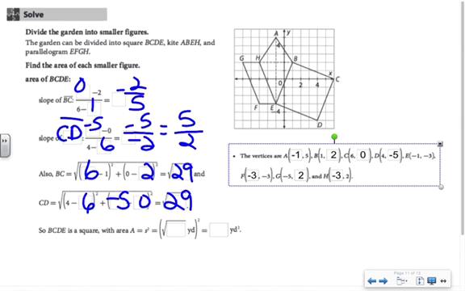And they're concluding, therefore, that BCDE is a square. And the area of a square is the side length squared. And when you take the square root of 29 and square it, you just get 29. Okay, so we found the area of the square.